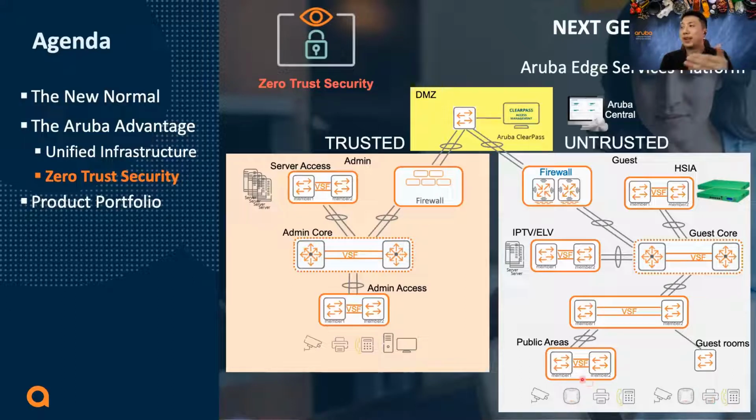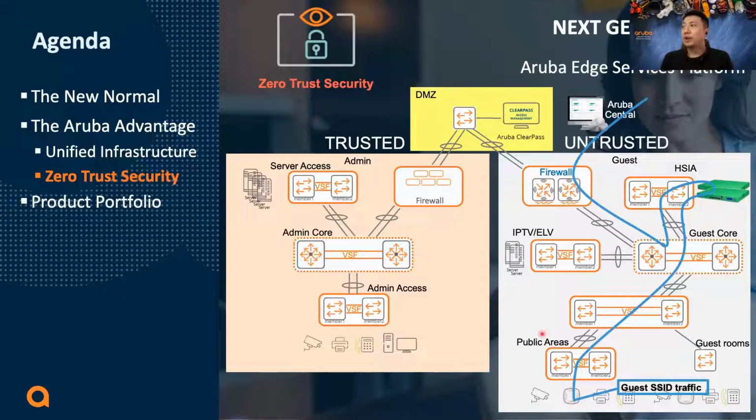So you have the access switches, the distribution switches, and the guest core switch. And of course, switches for your servers such as IPTV, and then switches for servers like your HSI gateway. And then you will have the Aruba firewall, which is basically our gateway, acting as a firewall to allow you to access and go to the internet.